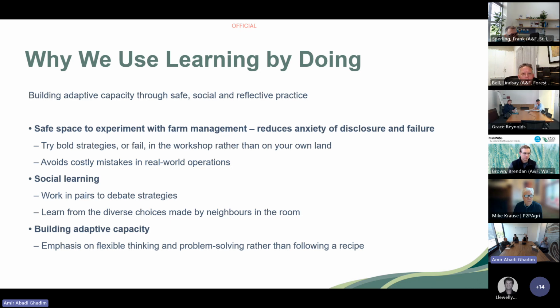And so it's social learning. It's a safe space. You can stuff things up if you want and still talk about it without feeling ashamed of what's happened. It reduces the real life anxiety of disclosing your own farm data and stuff like that. And yes, you can fail, but it doesn't matter. You're still learning. And it avoids costly mistakes in real world operations.